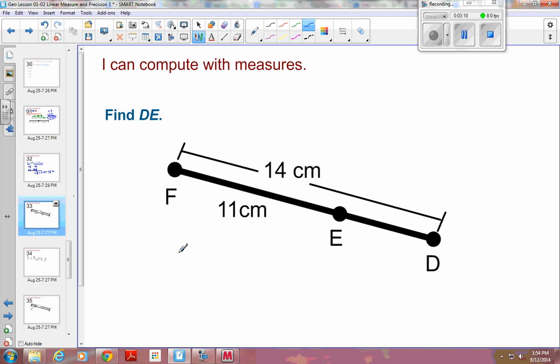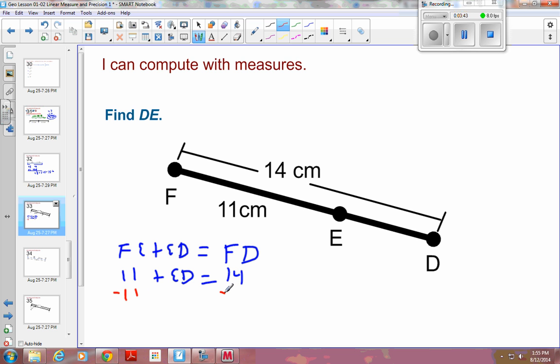Okay, so then we should be able to work backwards too. If we know the distance from F to D and we know the distance from F to E, we should be able to get back to this distance from D to E. So FE, right, plus ED should be equal to FD. So FE was 11. I don't know what ED is. That's what I'm looking for. And the whole thing should be 14. To get ED by itself, you would subtract 11 from both sides. And so ED is equal to 14 minus 11, which is 3. Units on that is centimeters.